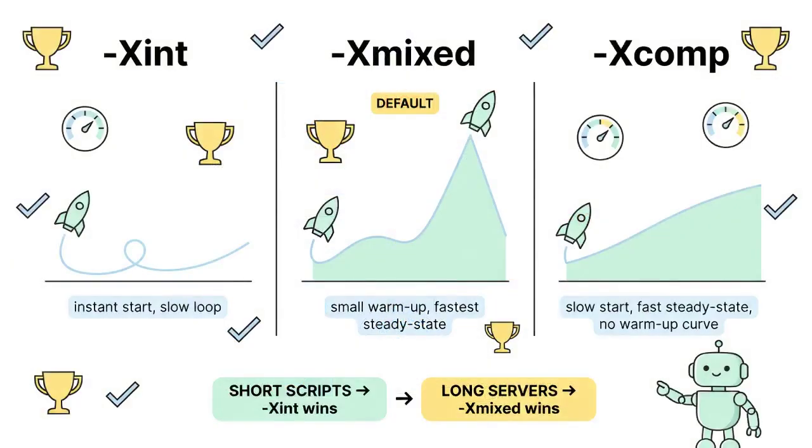And here's the punchline. Compare them on a single chart. Xint starts instantly but stays slow forever. Xcomp starts agonizingly slow and stays fast, and Xmixed starts fast, takes a brief warm-up dip, then runs fastest of all. So if you're running a short script, Xint might actually win. But for any long-running JVM server, leave Xmixed on and let the JIT do what it does best.